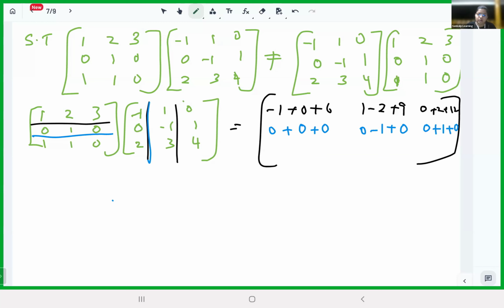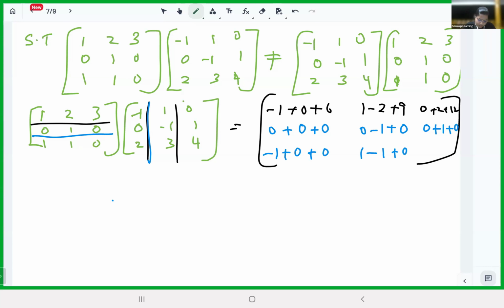Okay, now consider the third row. Third row with the first column will give you the value as 1 into minus 1 is minus 1. Then 1 into 0 is 0. And then 0 into 2 is 0. Okay, now consider the third row and the second column. So 1 into 1 is 1. Then minus 1 into 1 is minus 1. Then 0 into 3. 0 into 3 is nothing but 0. Now consider the third row and the third column.